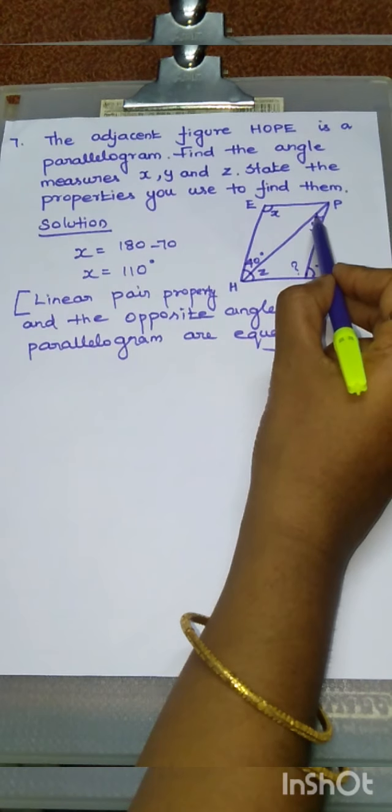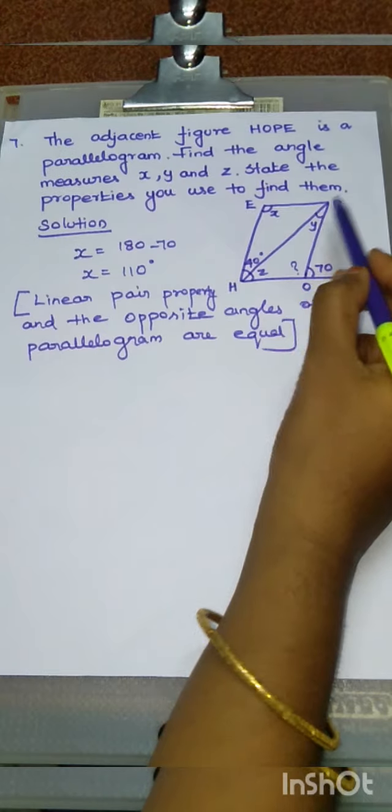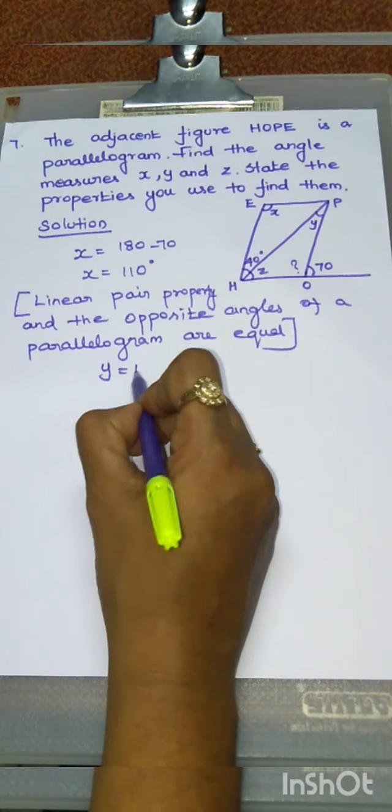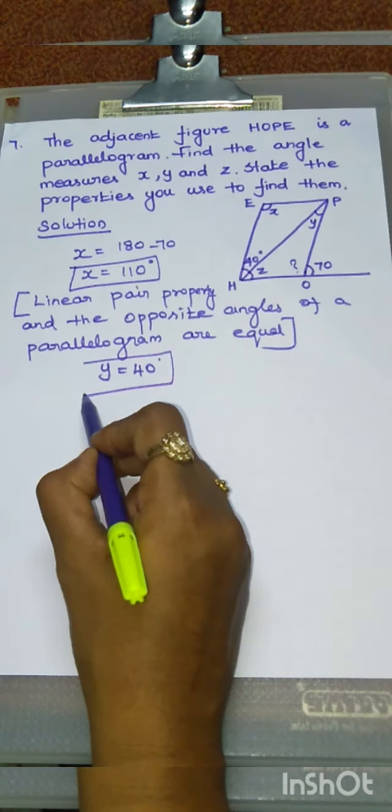Next we have to calculate this Y value. What is the Y value actually? Alternate angles are equal, no. So directly we take Y is equal to 40 degree. X is equal to 110, Y is equal to 40 degree.